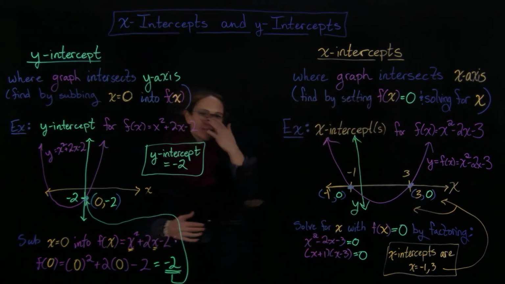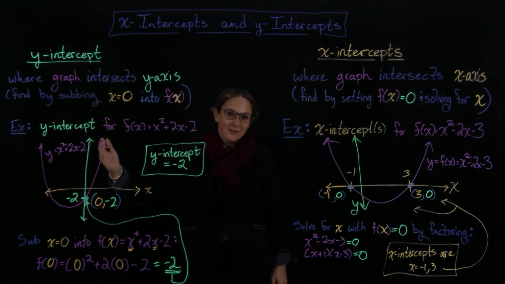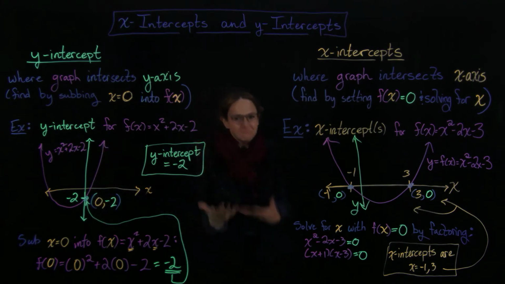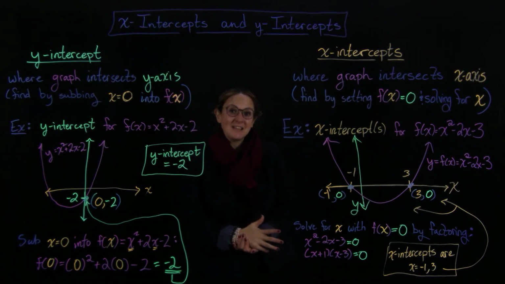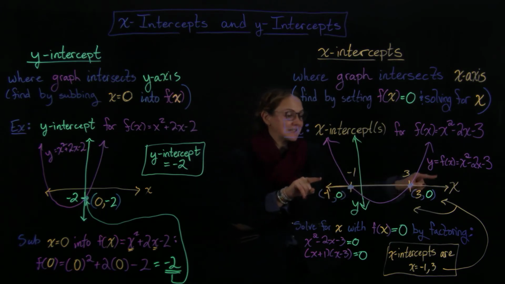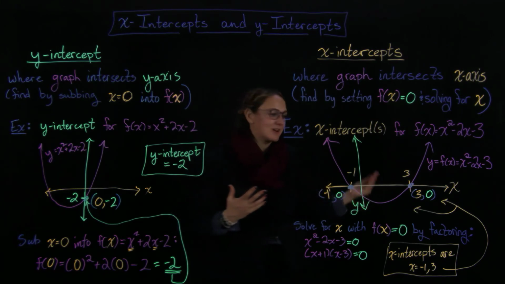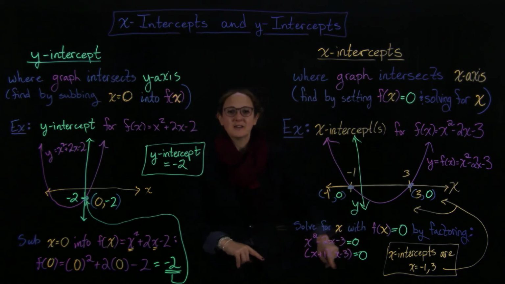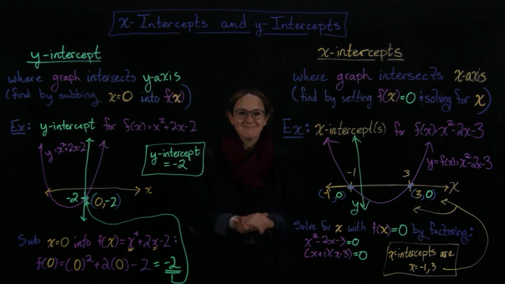In the case of a y-intercept, this is where I intersect the y-axis. What is the y-axis? It's all points where x equals 0. So I need to set x equals 0 and see what I get out. The x-intercepts are where I intersect the x-axis. And what is the x-axis? It's where y equals 0. So I have to set the function equal to 0. Sometimes you'll have to factor, maybe you'll use the quadratic formula or something like that. Okay, hope that made some sense, and I will see you in the next lecture.